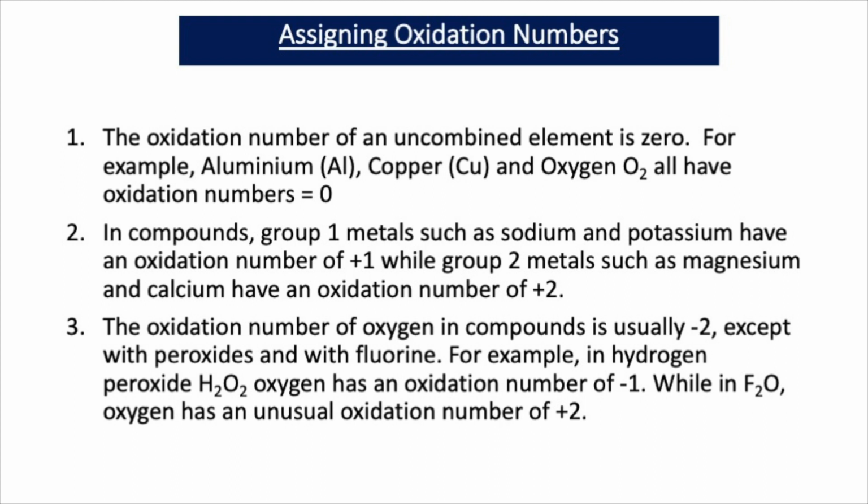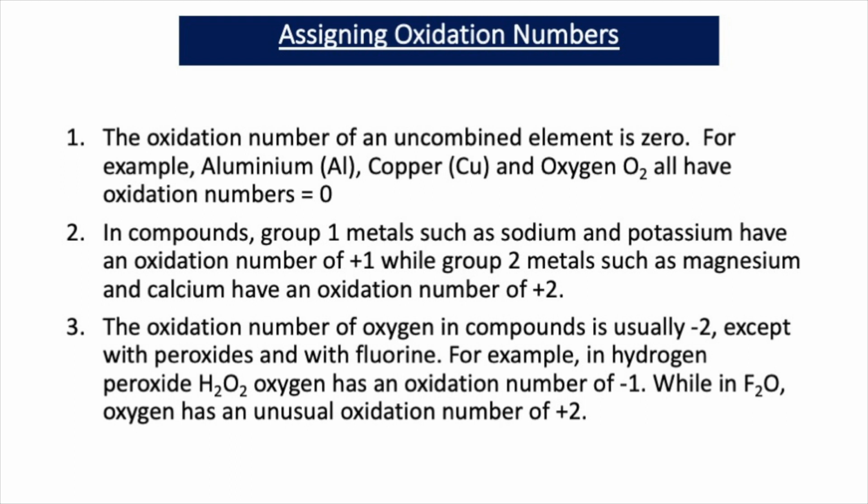Now when working out oxidation numbers, there are a number of rules that we have to consider. So let's look at these rules in turn. So the first rule that you have to remember is that the oxidation number of an uncombined element is 0. So for example, aluminium metal, copper metal, oxygen gas, they're all elements and they have oxidation numbers of 0.